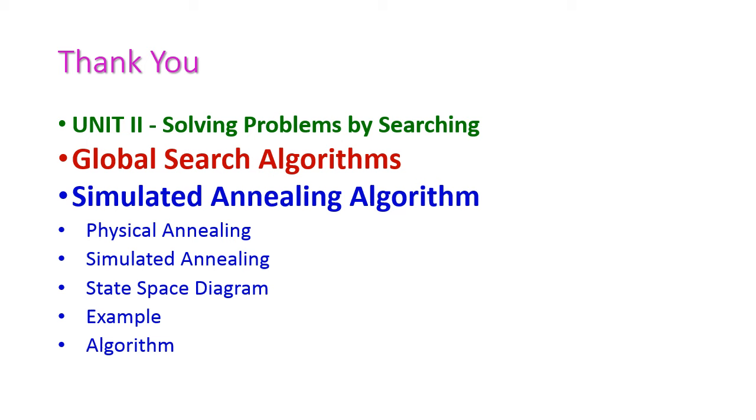Up to this, we have seen the simulated annealing algorithm, and that is a global search algorithm from the second unit, solving problems by searching. In this class, we have seen the physical annealing, simulated annealing, the state space diagram, and we have seen the ping pong ball example. After that, the pseudocode, that is the algorithm of simulated annealing. In the next class, we will discuss some other searching techniques from the second unit.